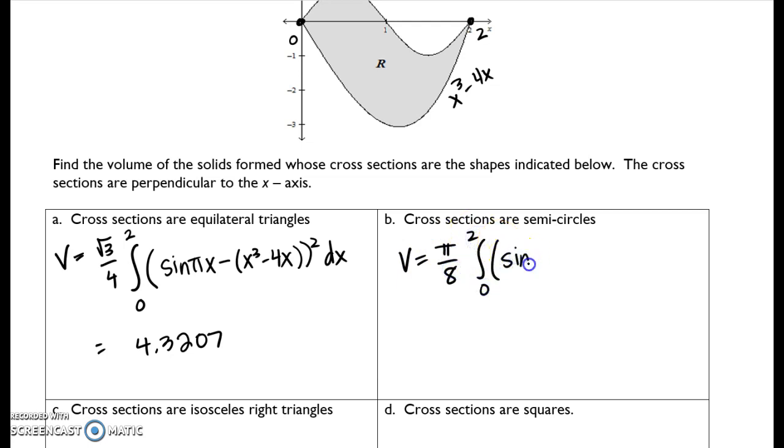For semicircles, our constant is pi over 8 times the integral from 0 to 2. Our integrand is going to be just the same. I'm going to simplify it this time, sine of pi x minus x cubed plus 4x quantity squared dx. And that will give you 3.918.